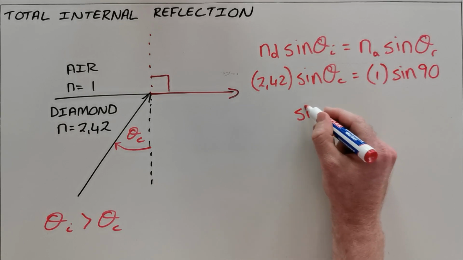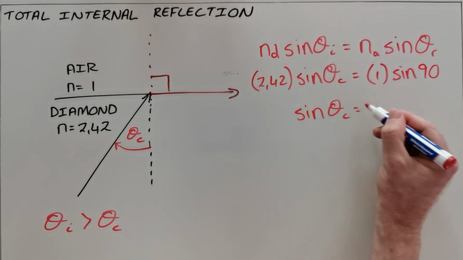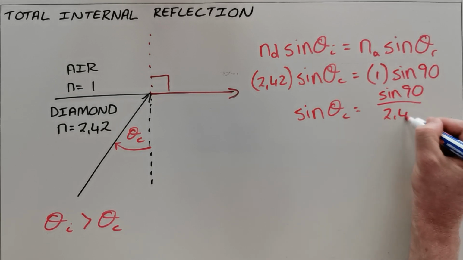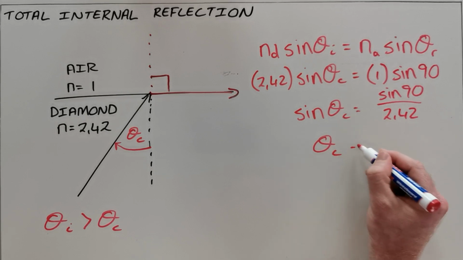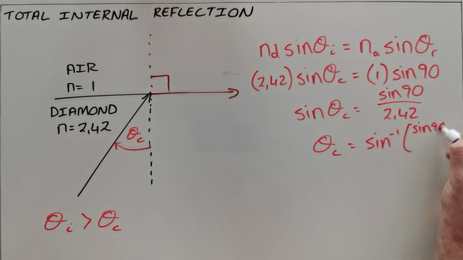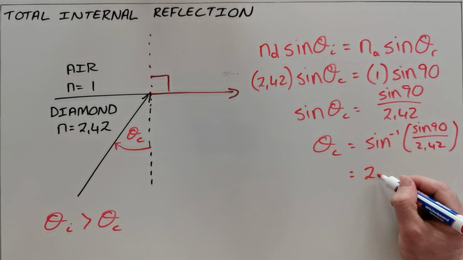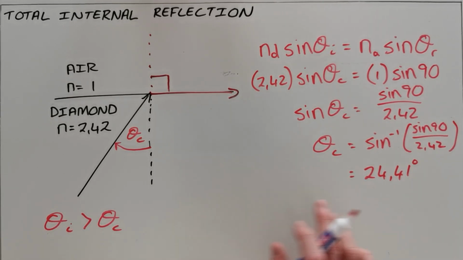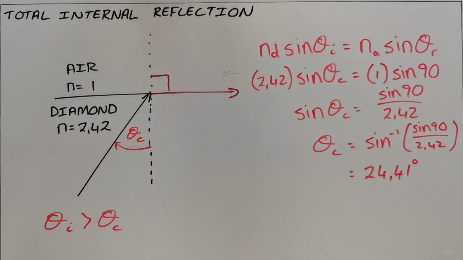We can then rearrange this to show that sine of the critical angle is equal to sine of 90 divided by 2.42. We can type that into our calculators as second function sine of 90 divided by 2.42, which means that the critical angle for diamond into air is 24.41 degrees. What that means is that total internal reflection will happen for any angle of incidence greater than 24.41 degrees, and for any angle less than that, you would have normal refraction of light.